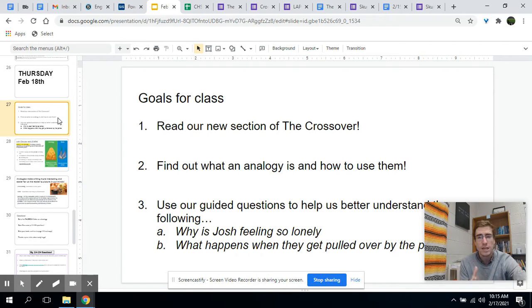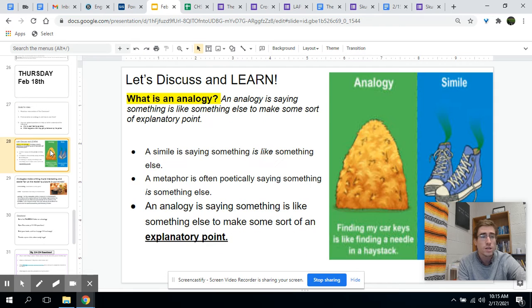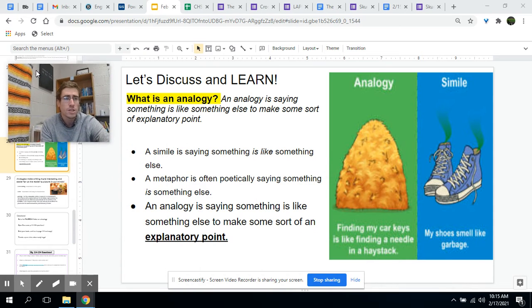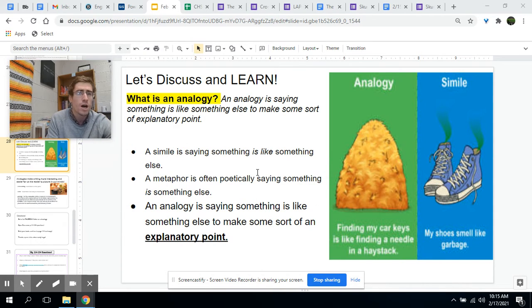So what I wanted to do is just take like 3 to 4 minutes to update you guys and teach you guys on what an analogy is and what it looks like. So when you're reading The Crossover today, you'll be able to see what the analogy is and understand it a little bit better. So you can see on the screen right here that we got an example of an analogy, and it gives us a definition too. So an analogy is saying something is like something else to make some sort of explanation point. Okay? So a simile is saying something is like something else.